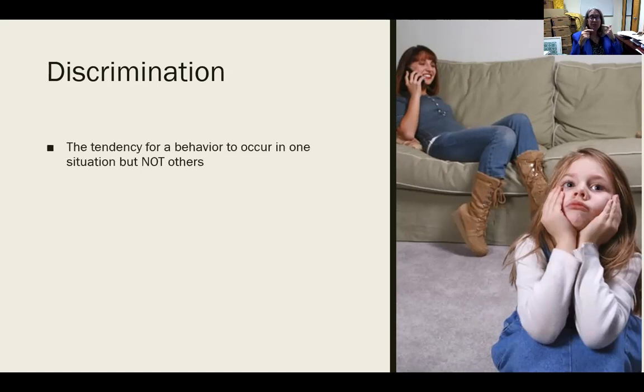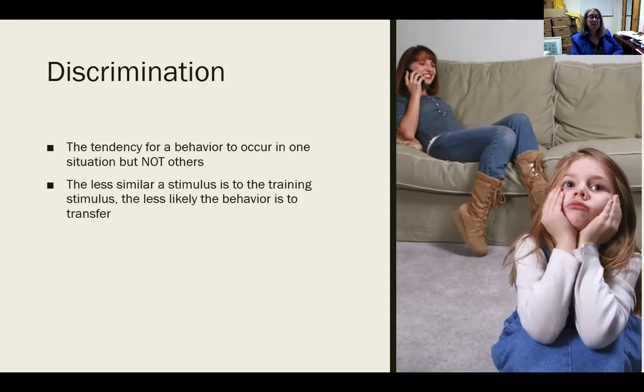So this is the tendency for a behavior to occur in one situation, but not the others. So it's when you discriminate between when this will give me a reward and when it won't. So if we go back to the example I talked about earlier with the Advil for a headache, I might discriminate and realize that Advil is really good for a headache, but Tylenol is better for a muscle ache, or vice versa. Does that kind of make sense? So we learn to discriminate between the stimuli too. So the less similar a stimulus is to the training stimulus, the less likely the behavior is to transfer.